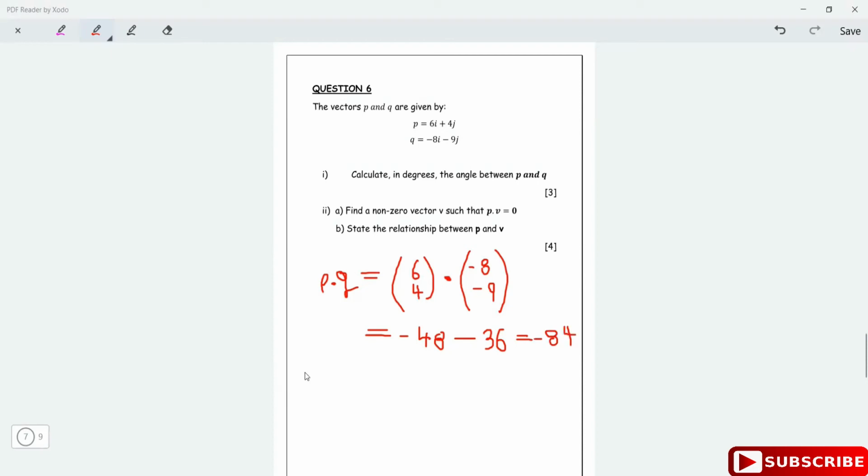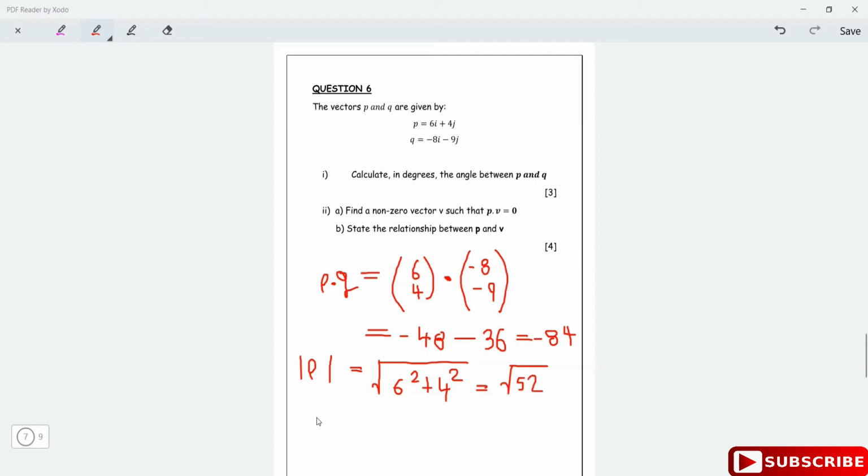Now we need to find the length of vector P. The length of vector P is going to be equal to the square root of 6 squared plus 4 squared. We're looking at the components of P. That's how we find the length of P. So 6 squared is 36 plus 4 squared is 16. That's the square root of 52.